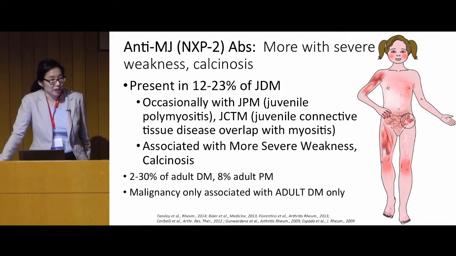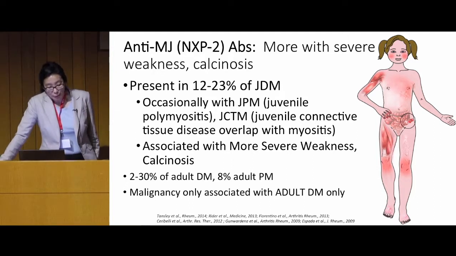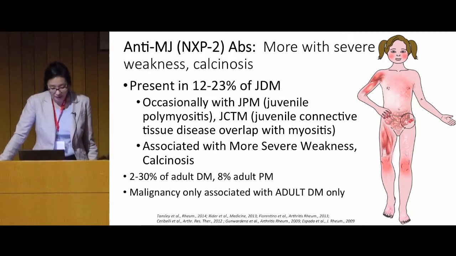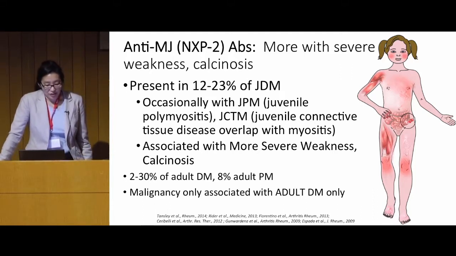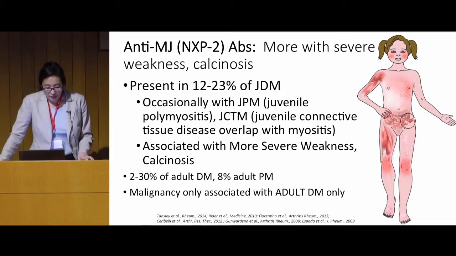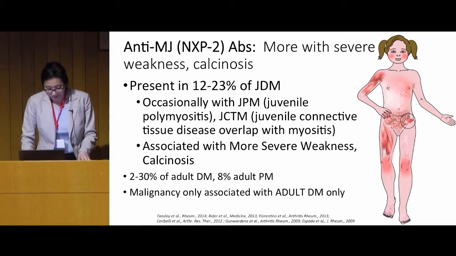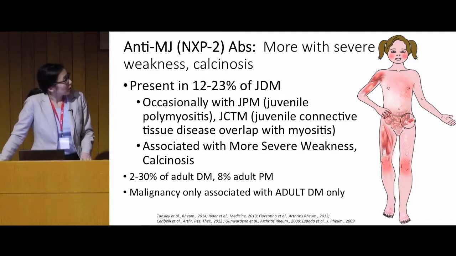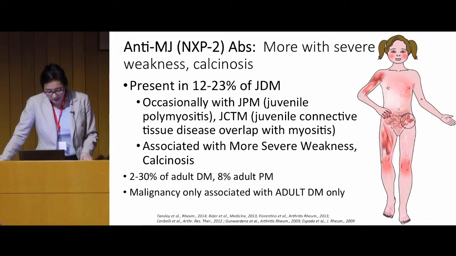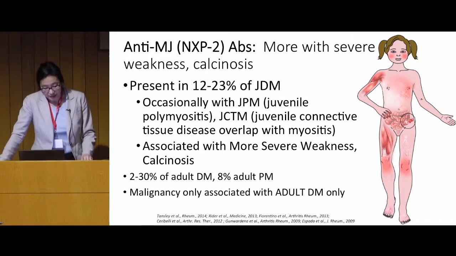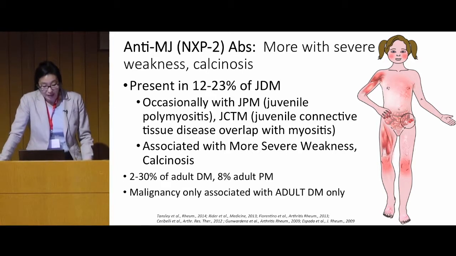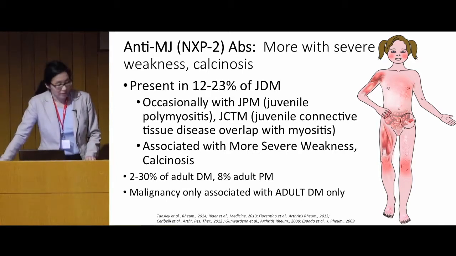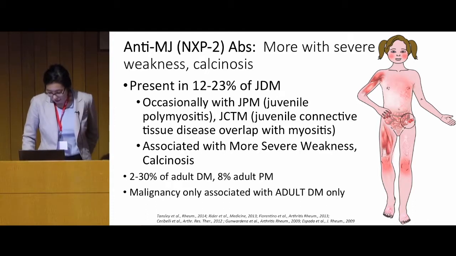other types of juvenile myositis, like juvenile polymyositis, which doesn't have the skin rash features, and juvenile connective tissue disease, which is when juvenile myositis overlaps with other connective tissue diseases. It is also seen in some adults, 2 to 30% of adult dermatomyositis and 8% of adult polymyositis. There is some malignancy association with adult dermatomyositis patients who have this antibody, but that's not true in kids.